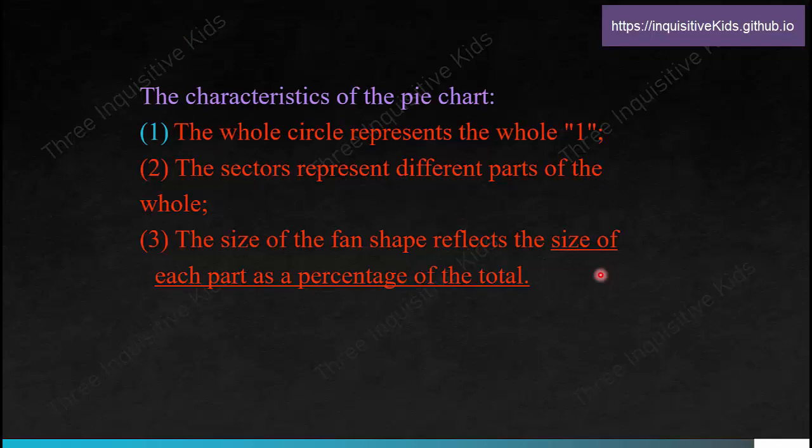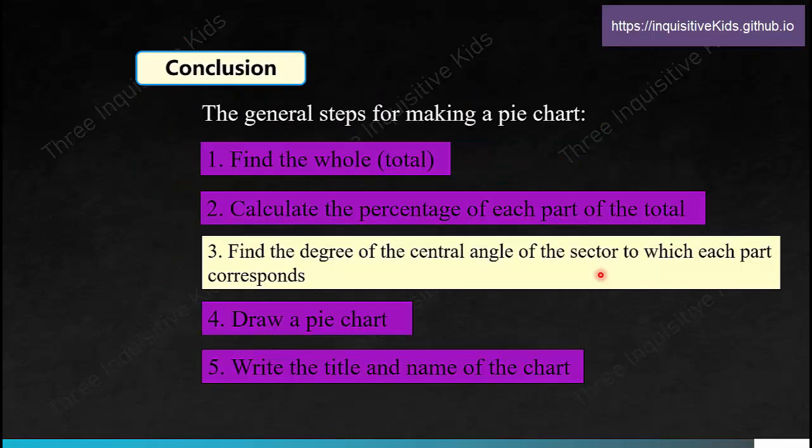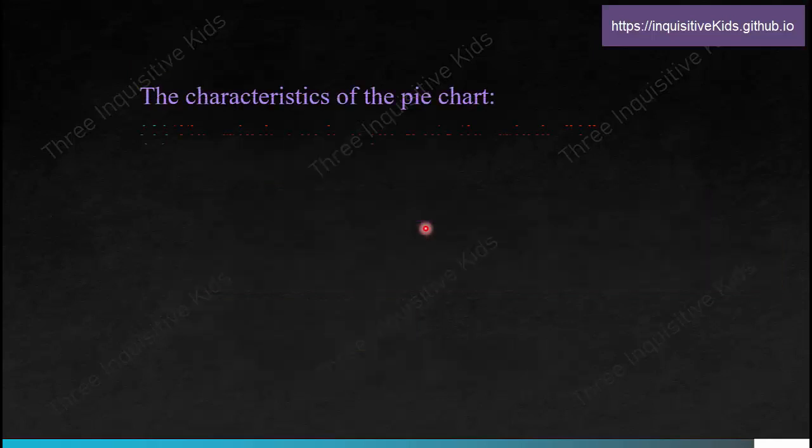So now I encourage you to take out your notepad and then jot the characteristics of the pie chart down. Same with the last slide, so this slide right here, I want you to write down the general steps for making a pie chart. Also, if you have any ideas about the pie chart, any thoughts about the pie chart, jot that down as well.